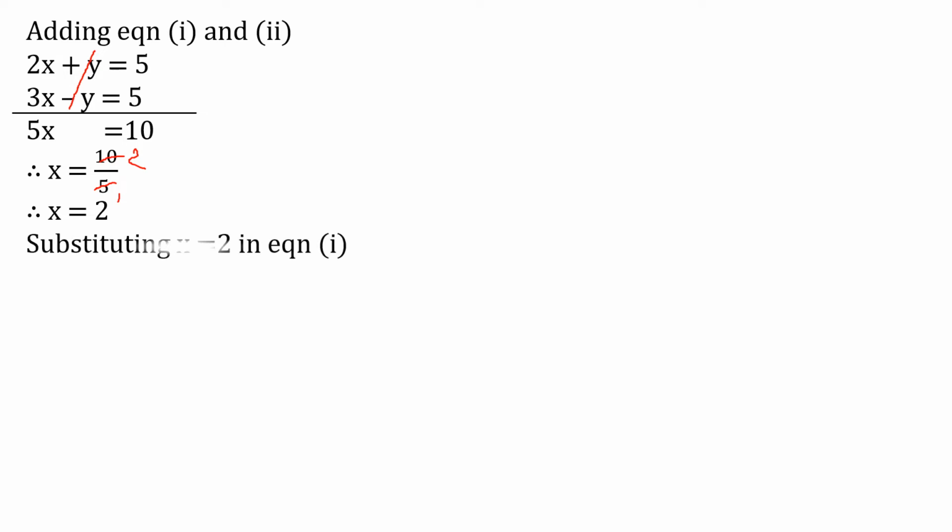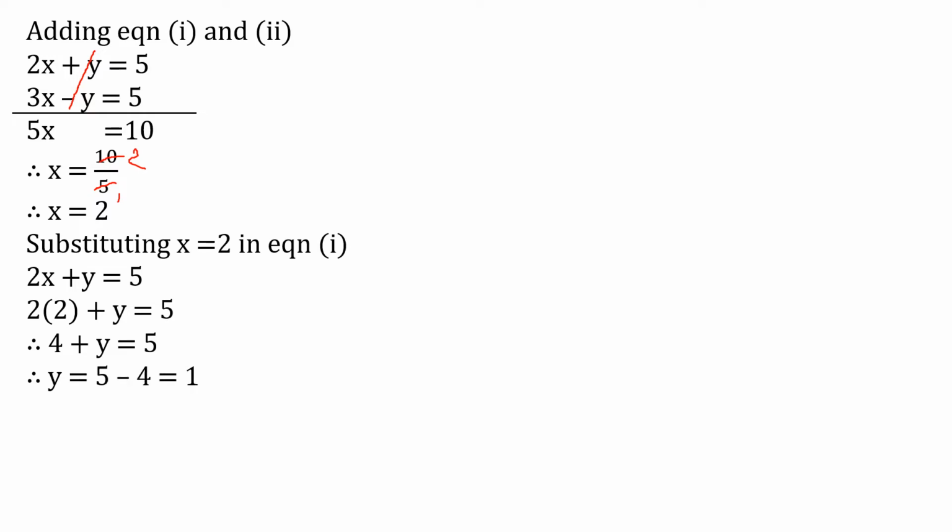So we'll substitute x equal to 2 in equation 1. You'll write down your equation 1 first: 2x plus y equal to 5. In place of x, you'll write 2. That is 2 into 2 plus y equal to 5. Therefore, 4 plus y equal to 5. Therefore, the value of y equal to 5 minus 4, that is 1. So you got the solution as (2, 1) is the solution of the given equations.